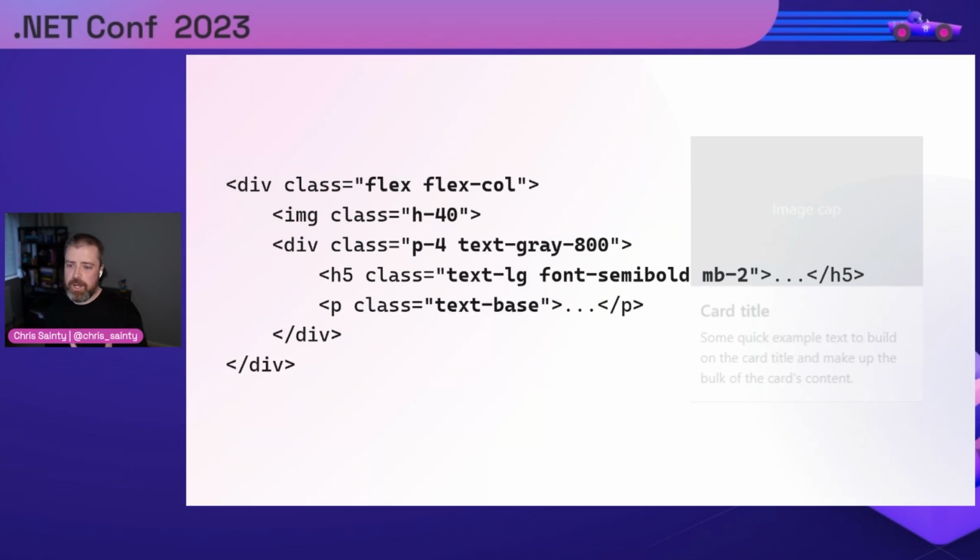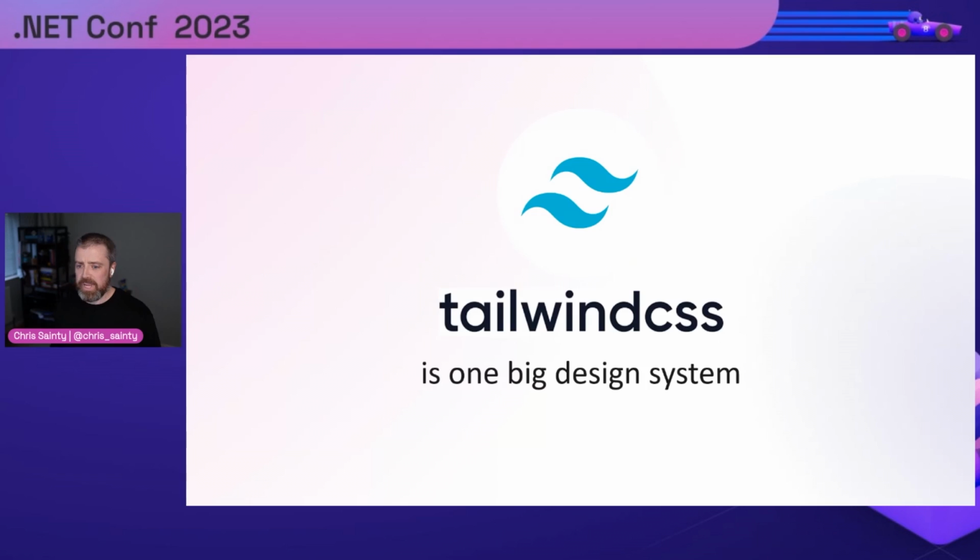Now, I talked a bit about these numbers, H40, MB2, text gray at 100. And I talked about configuration files. So what does that all mean? Well, essentially, Tailwind is a big design system, okay? And this is another big benefit of Tailwind because the design system gives us constraints. And that's good because then everyone doesn't charge off doing all random stuff.